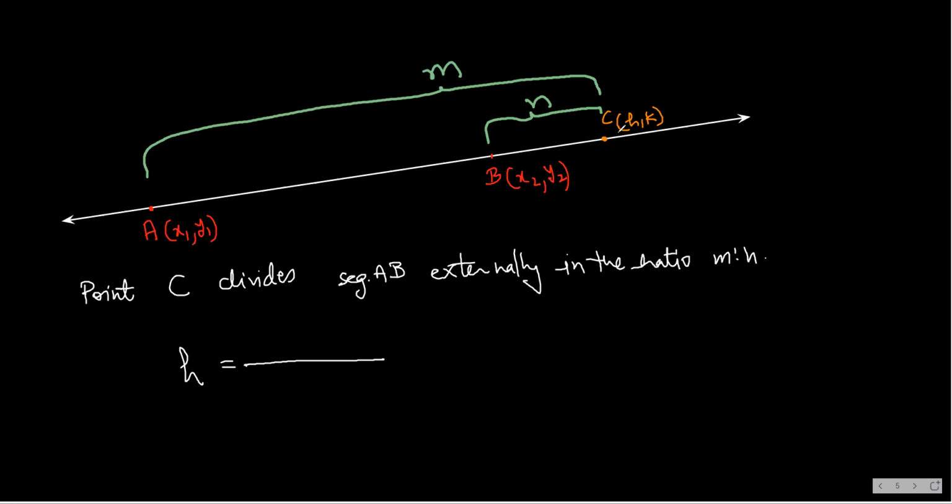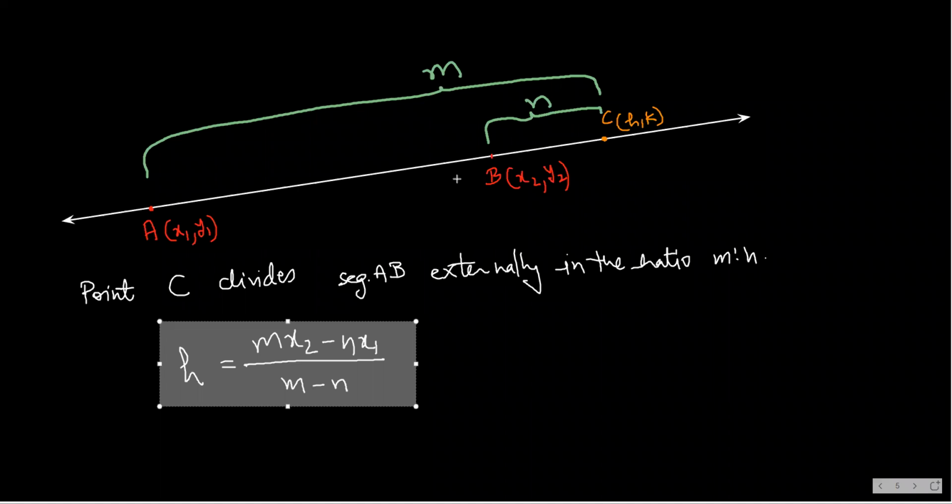C is dividing AB. So C, A, C, B. So the number between C and A will multiply to coordinates of B. So mx2 minus nx1. Remember, here it is minus. It is not plus. It is external division, so it is minus. mx2 minus nx1 upon m minus n. This is the x coordinate of point C.